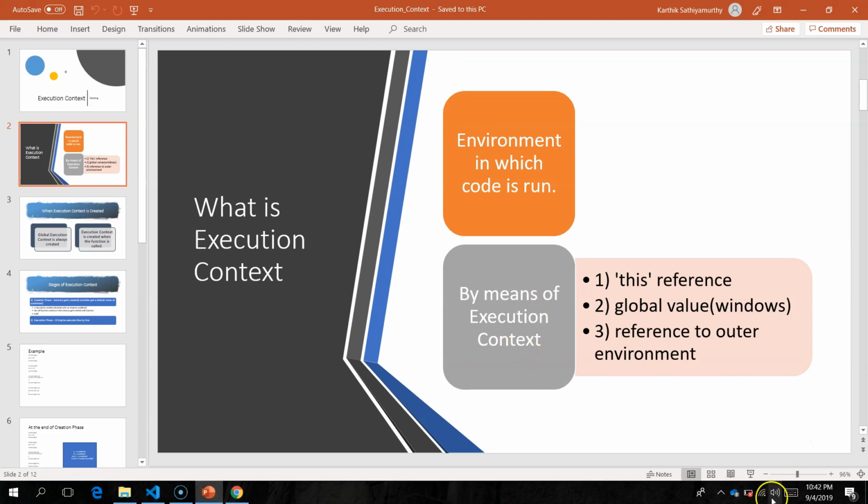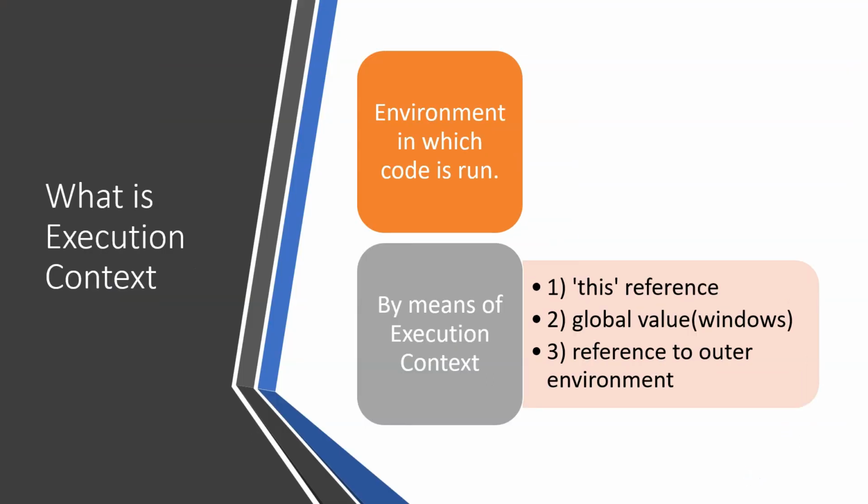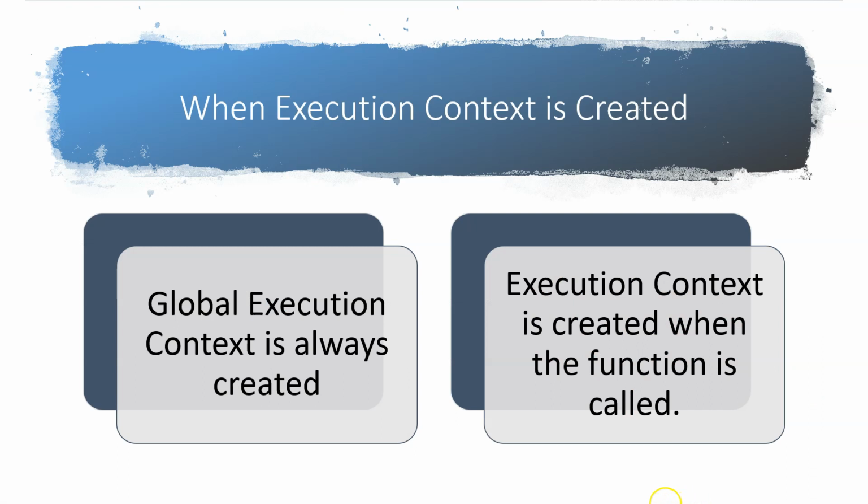This reference, the global value, all three of these can be referenced anywhere. Maybe you go inside any level of a function, even there you can access all of this and window. This is possible only by means of execution context. It is nothing but the environment in which the code is run.